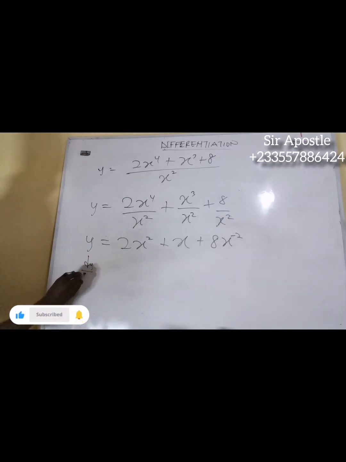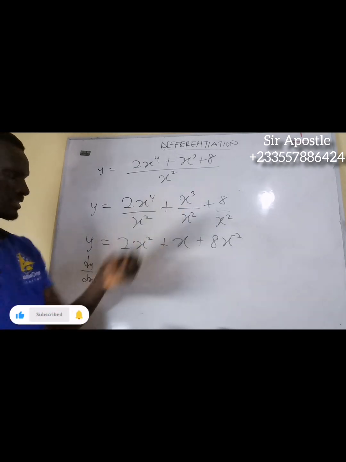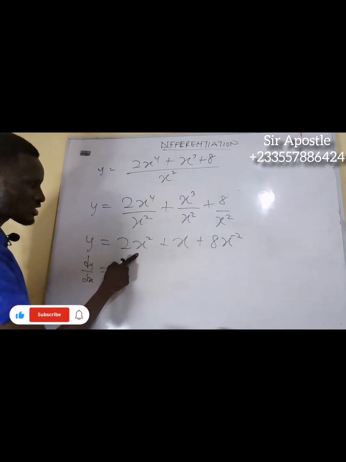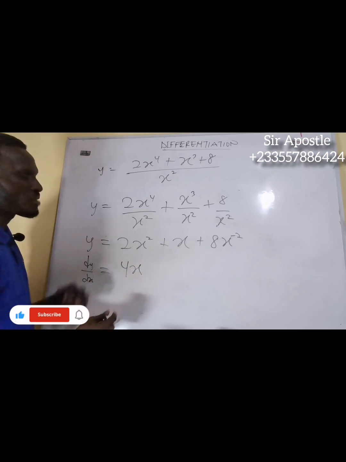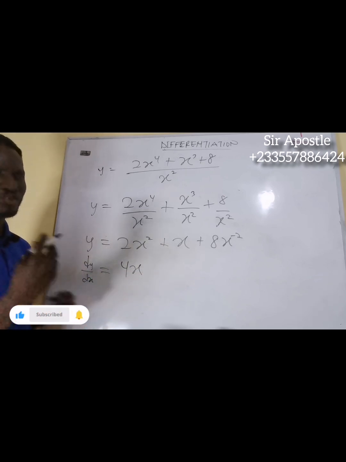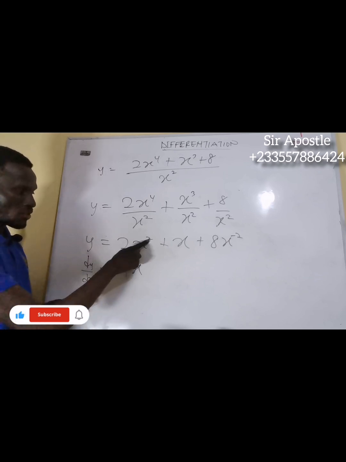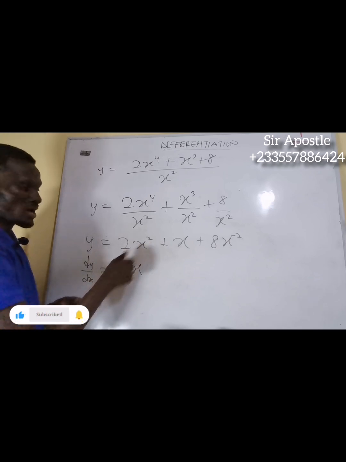Now differentiate y with respect to s. So it means we have to differentiate each term. Differentiating this one will give us what? 2 times 2 is 4. Now as time goes, we're doing it fast, so you have to pay attention very well. Now subtract 1 from 2, we're going to get 1 plus.